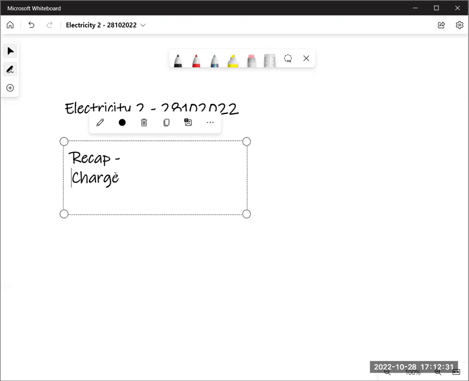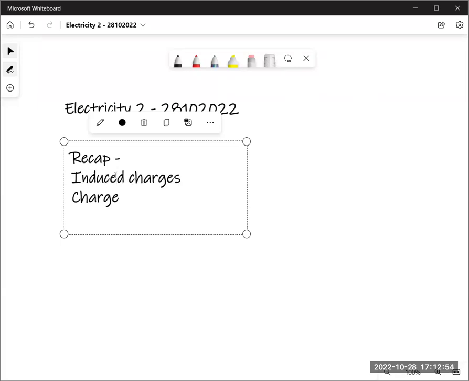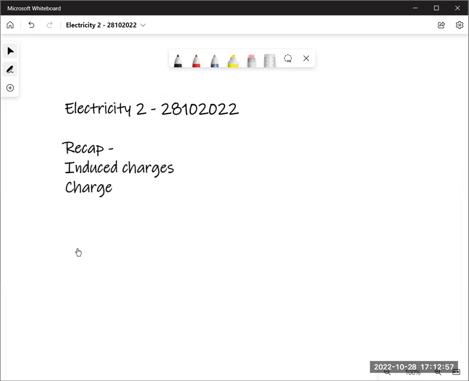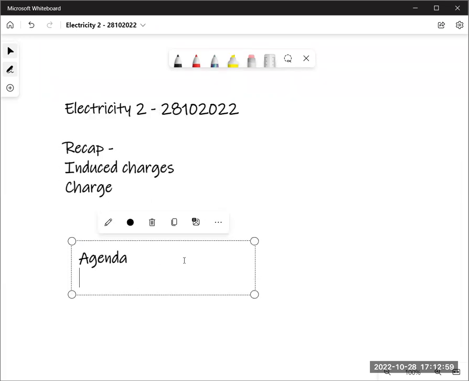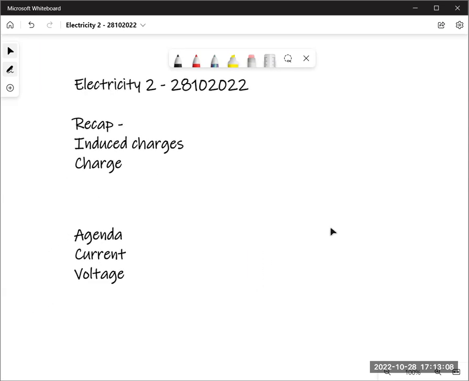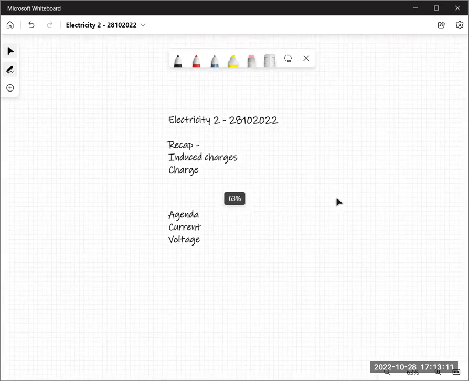All right, so we looked at charge, electric charge and its rules. Perfect. We also looked at induced charges and charge. Today our goal is to start current and voltage. We'll also look at a few more things. Just to recap, let's start again.